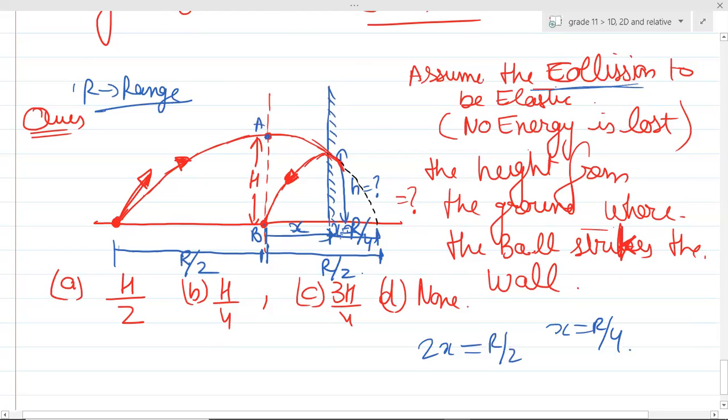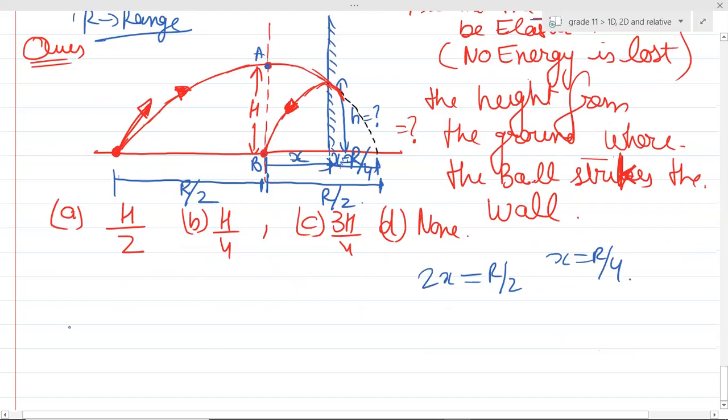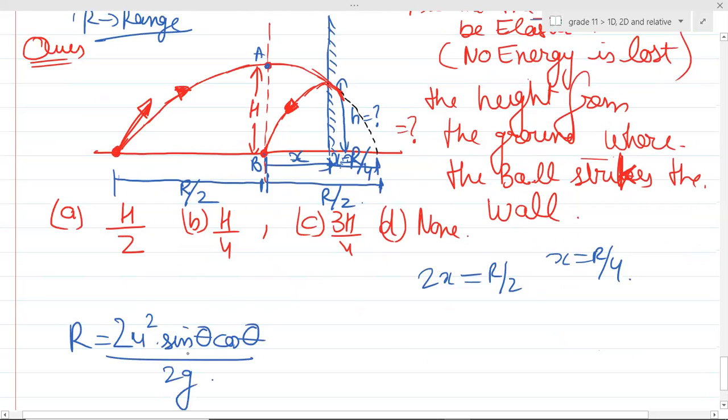Yes or no? Now basically, what is the horizontal range? Can anyone tell me the horizontal range? So R. Yes, tell me the formula. 2u square, ux uy. Oh yeah, 2u square sin theta cos theta. Sorry, I don't know the formula. No, it is u square sin 2 theta by g, right? Yeah. So from here.